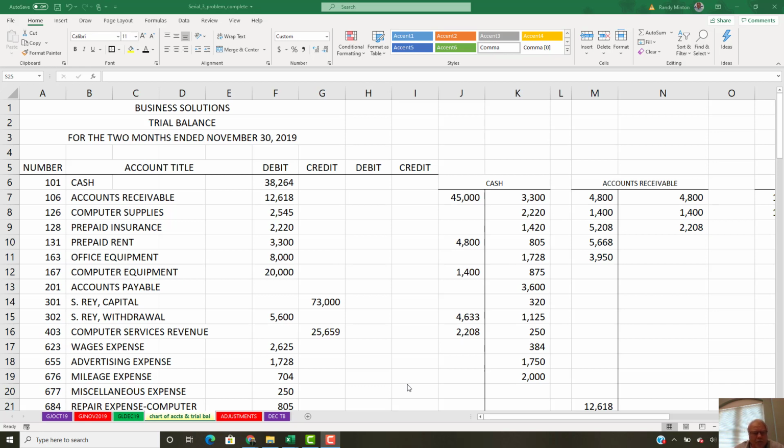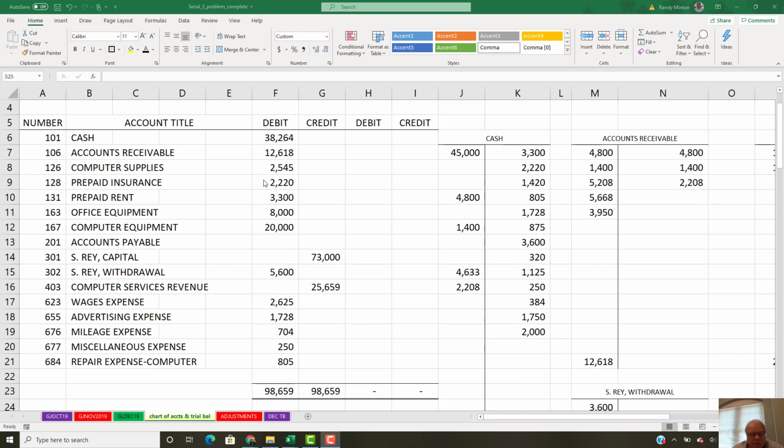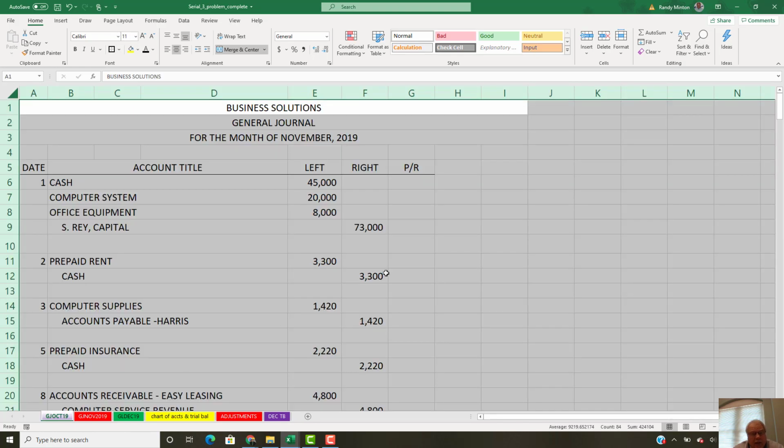So the first thing I want to point your attention to is the trial balance that we ended up with at the end of Chapter 2. And we had cash of a certain amount and accounts receivable and so forth. And we came down to a total, as you'll recall, of $98,659.